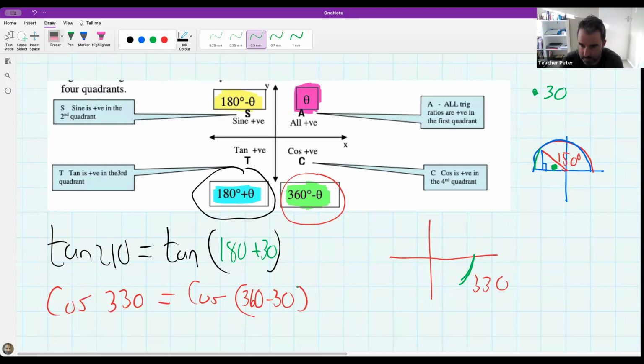Okay. Now, I think that is a good place to end for today. Basically, what we did today is we looked at trig ratios being positive and negative in different places. We looked at trig graphs, and we looked at the beginning of what's called the cast diagram.